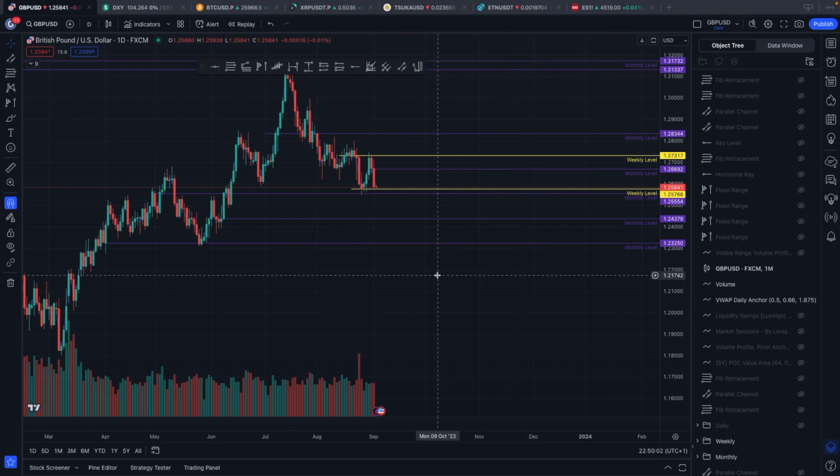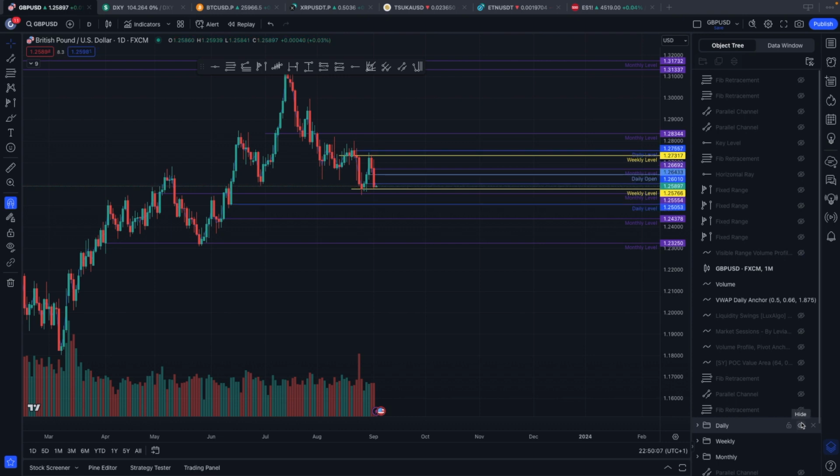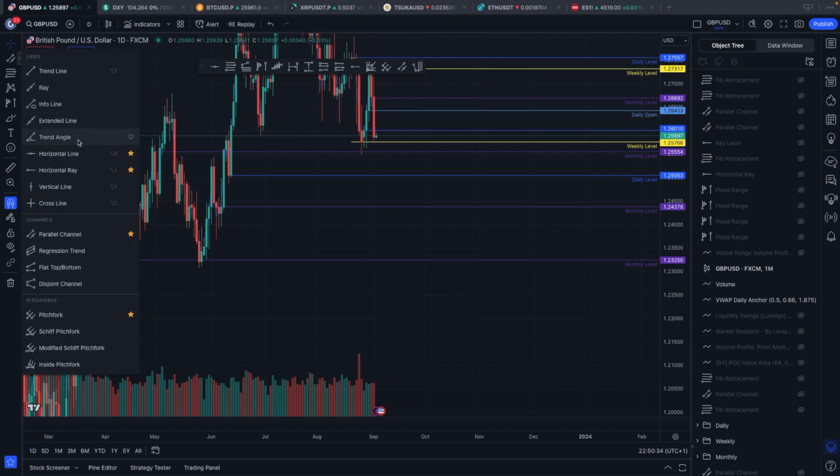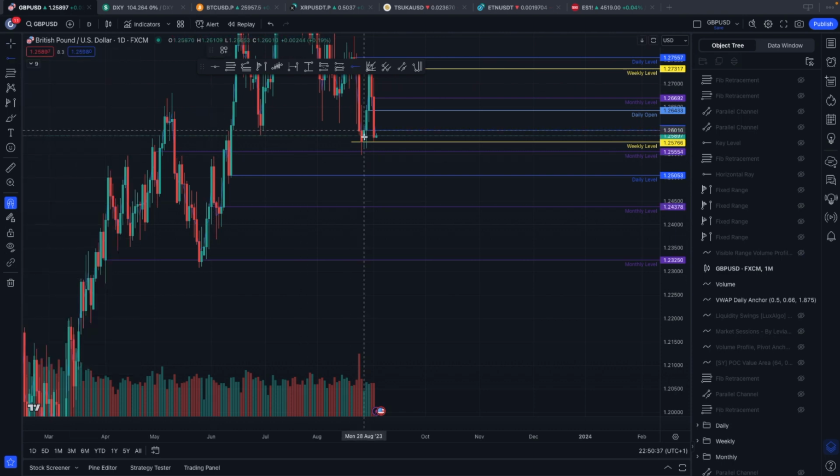Okay. Daily wise, let's turn on the daily levels. We've got a few dailies there. And we've potentially got this daily here, but we've got the weekly there. We can still do it. It's still a valid daily. It hasn't been broken through, I believe. Let's check actually. Horizontal rays.